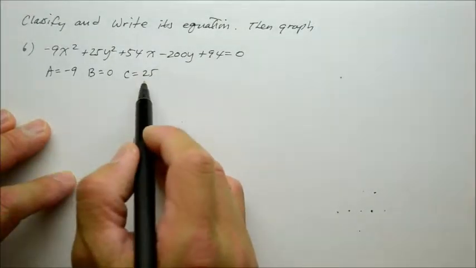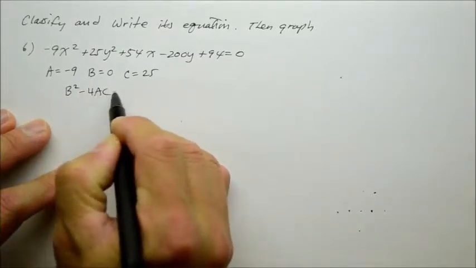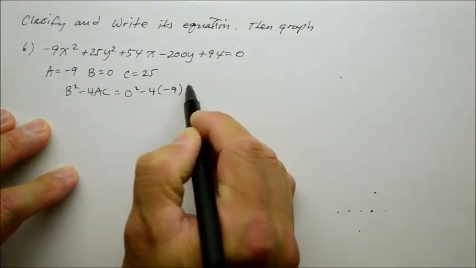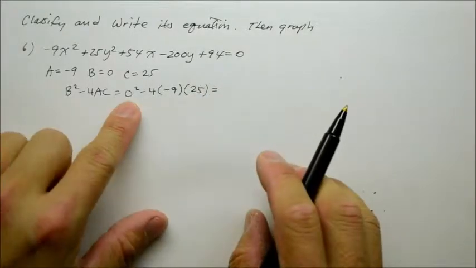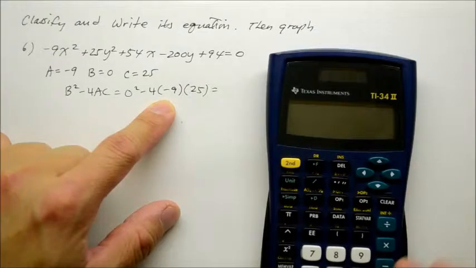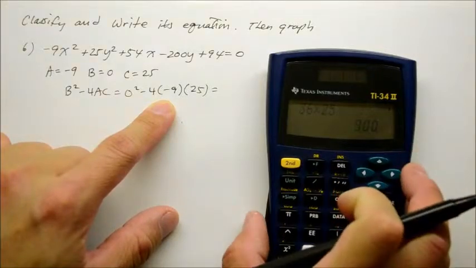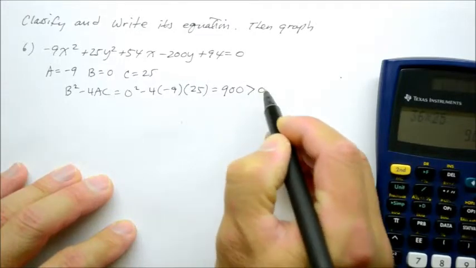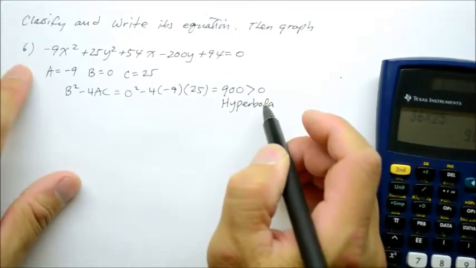Once we got our A, B, and C, we had to identify the discriminant. So we got B squared minus 4AC. B is 0 squared minus 4 times A is -9 and C is a whopping 25. When I evaluate that, well, that's a 0. -4 times -9 is positive 36. And 36 times 25 is 900. And since it's a positive number, greater than 0 that is, we know there's going to be another hyperbola. Just like number 5 example I just did before.